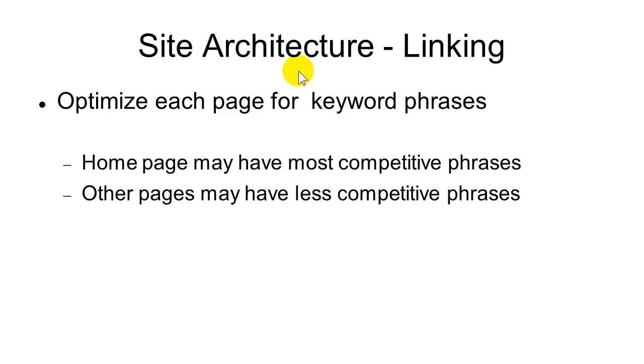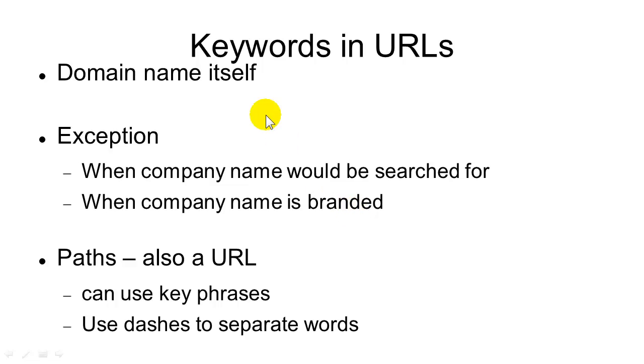Your site architecture, your linking structure is also important. Each page should be optimized for keywords. The home page might have the most competitive phrases, whereas other phrases that are more narrow in focus might have less competitive phrases. The domain name itself could have key phrases. Your paths and file names also.